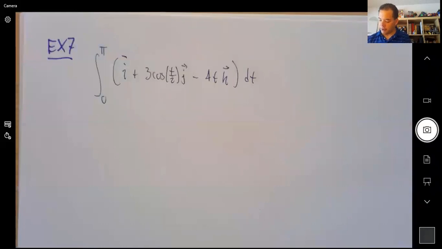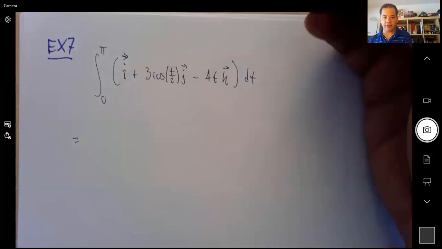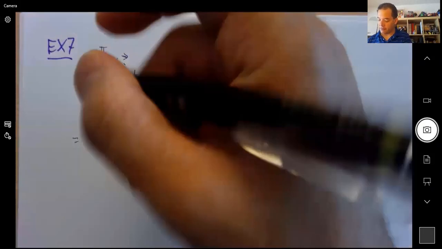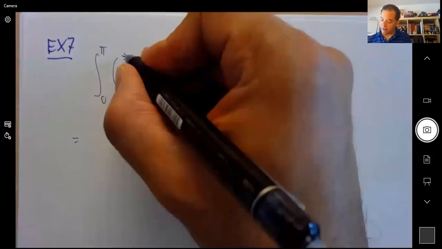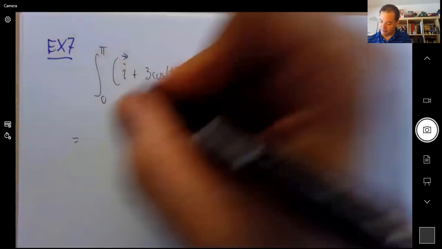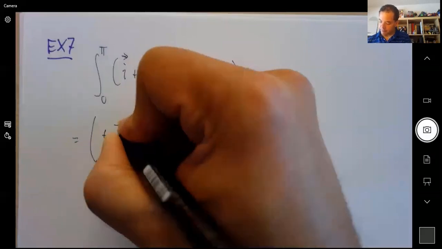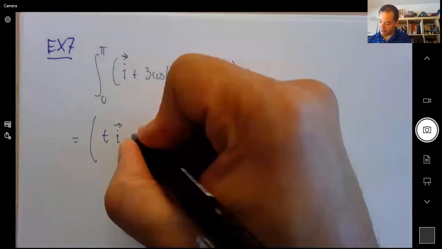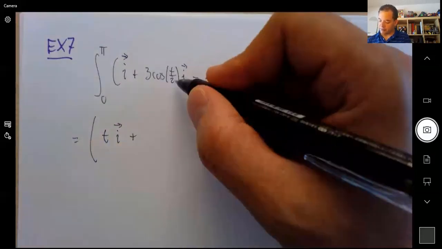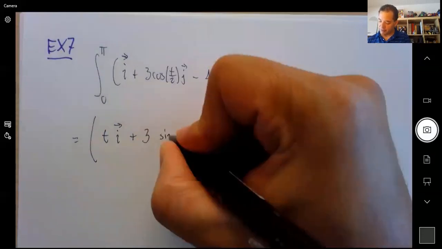So this time I'm going to keep the i, the j, and the k because I prefer the other one, in case you didn't notice. I don't quite like i, j, and k. I'd rather have the components, but it's the same really. So I'm going to do it. So what is the integral of just the i? Well, it's just t times i. So t i plus, then we integrate this part. What is the integral of cosine t over 2? So the 3 will stay there, and the integral of cosine is sine of t over 2.